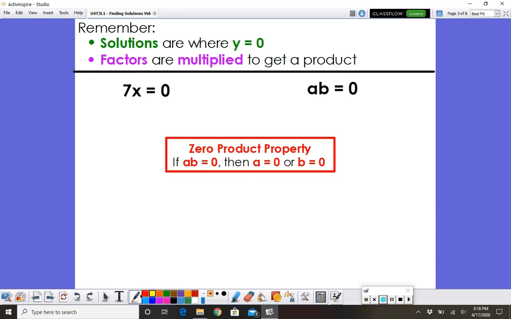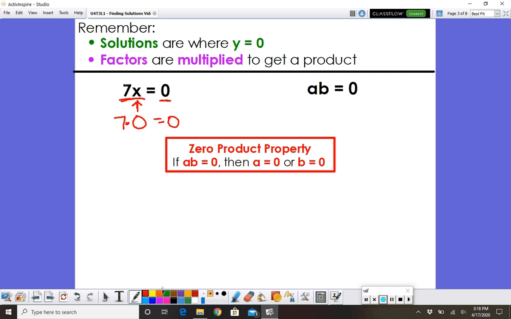We have two really basic examples here of factors that equal 0. So 7 times x equals 0, or here a times b equals 0. I want you to remember these two things up here because it's important to help you find your answer. If we know that 7 times x has to equal 0, that means this x value has to be 0 because anything times 0 is going to equal 0.